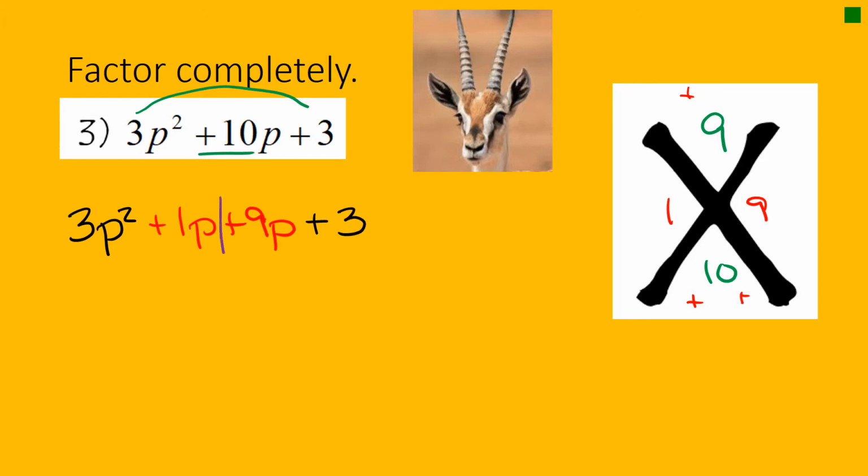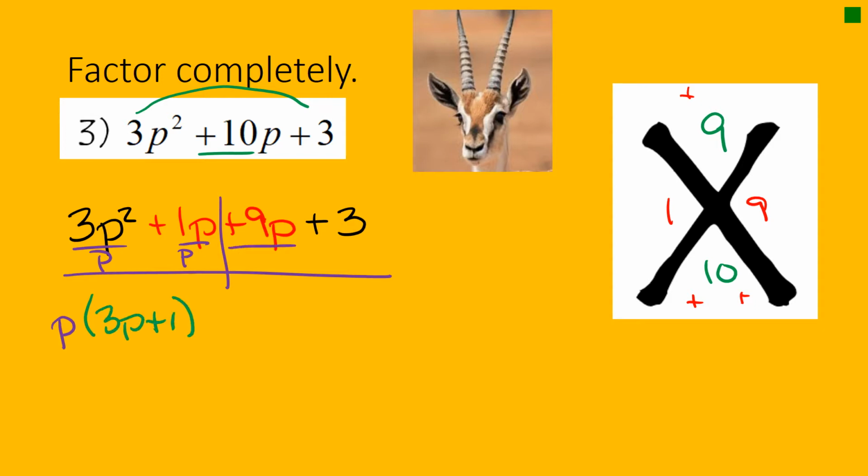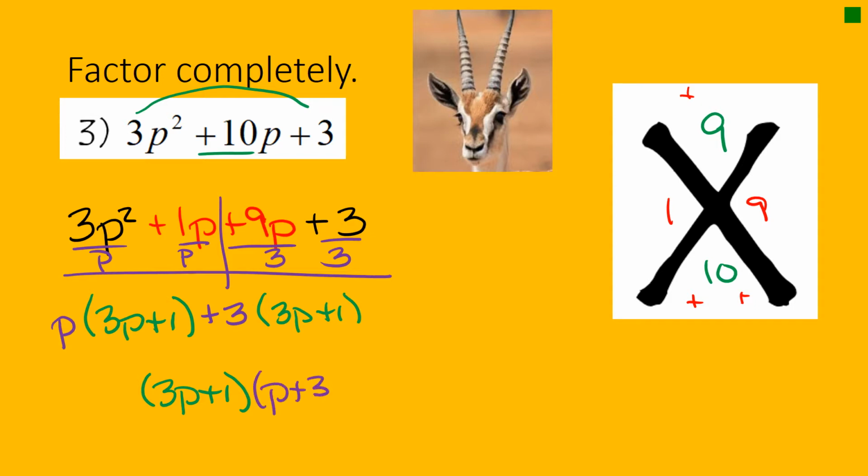Four terms, we go to grouping. The only thing these guys have in common is a p. So when I divide by p, I get 3p plus 1. These guys have a positive 3 in common. So when I divide by 3, I get 3p plus 1. Never a big surprise. I've done it correctly. Yay me. 3p plus 1 times p plus 3. Although we do know I make mistakes, and I'm sure you've caught me on a few.